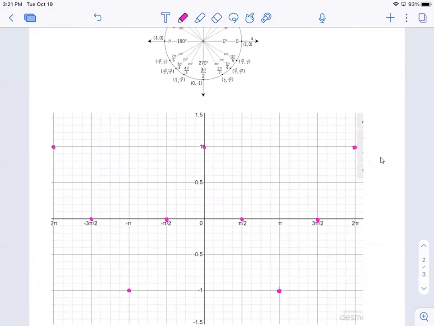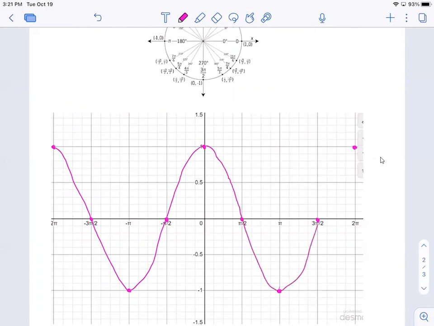All right, I'm going to try to make this as smooth as possible, making sure the curve goes through the coordinates. This doesn't look that smooth, but it's not terrible. So this is your cosine function.